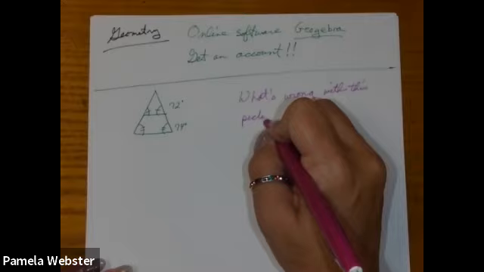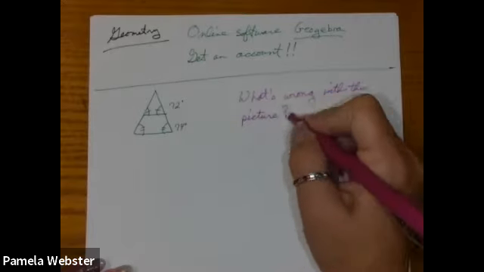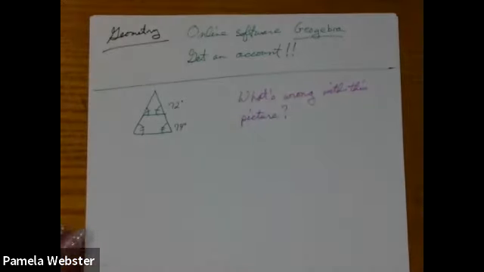And in your test, it might be, what's wrong with this picture? What's wrong with this statement? Correct this statement. You know, if it's a true false and it's wrong, you're going to have to say what's wrong with it and fix it. Okay, that kind of thing. So what's wrong with this picture?